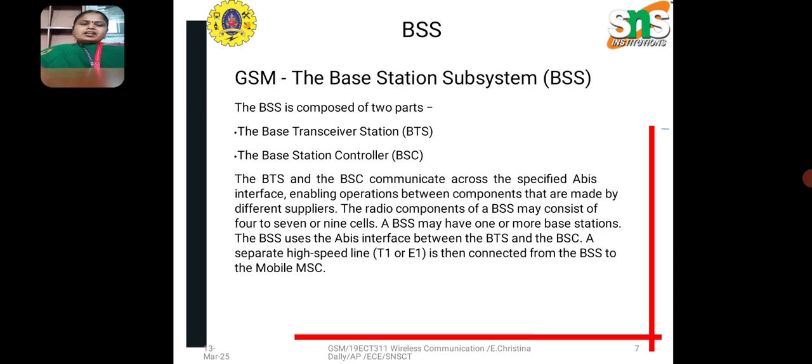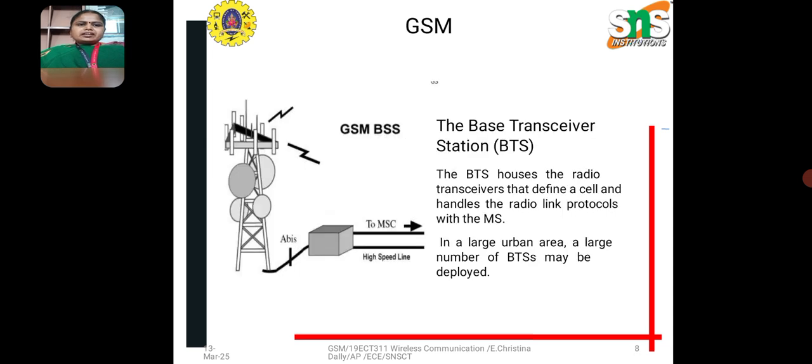I have already mentioned that we have various types of subsystems. Here we have two parts: one is the base transceiver station, and the other is the base station controller. They communicate across the specified interface, enabling operations between components made by different suppliers. The radio components consist of various cells, and with the help of an interface we connect them. This is the diagram of the GSM BSS.